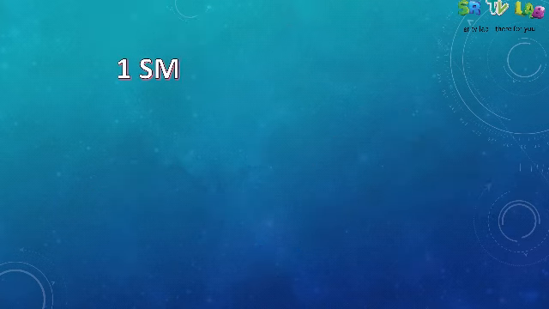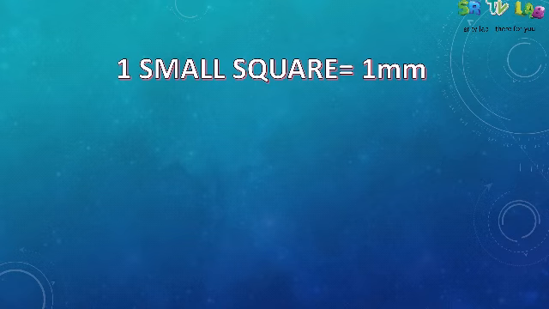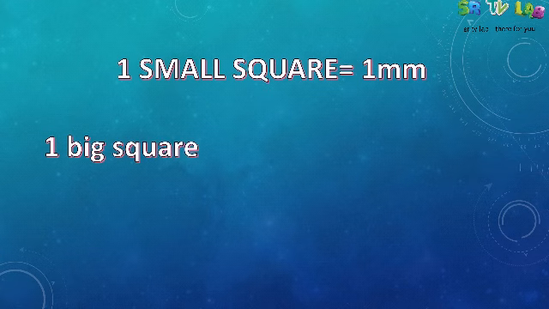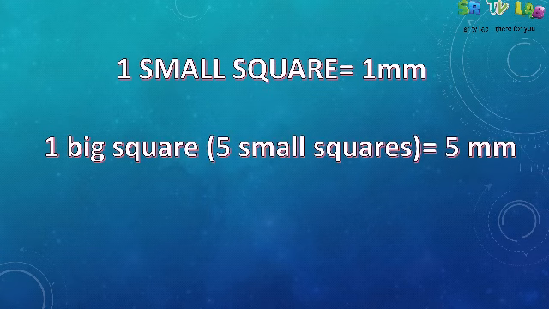So what you should know is that the ECG paper has small squares. Each small square side equals to 1 millimeter. Then those small squares make big squares, and each big square has a side of 5 small squares. Therefore, the big square side equals to 5 millimeters.